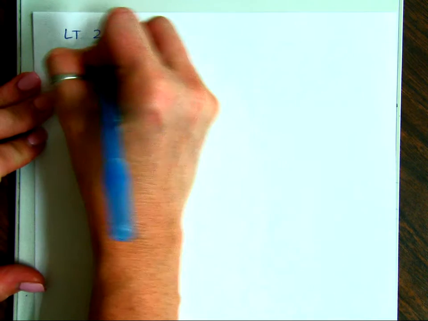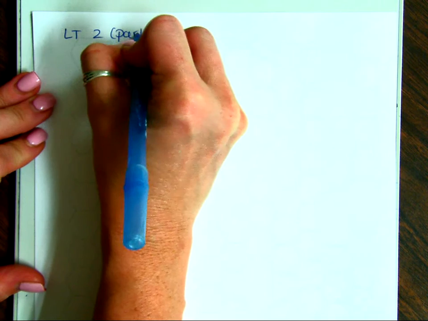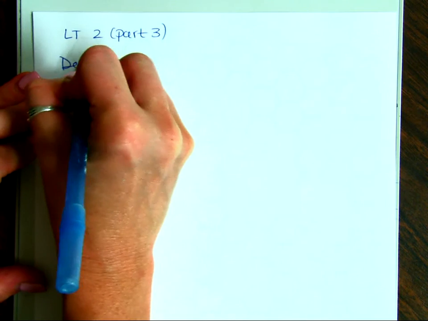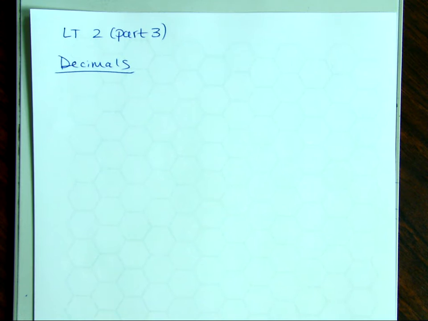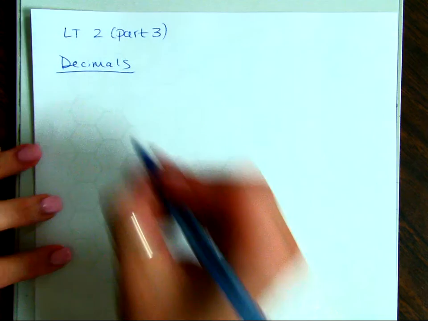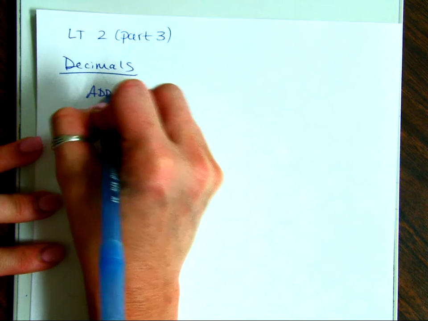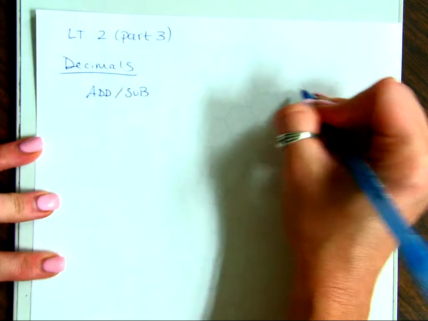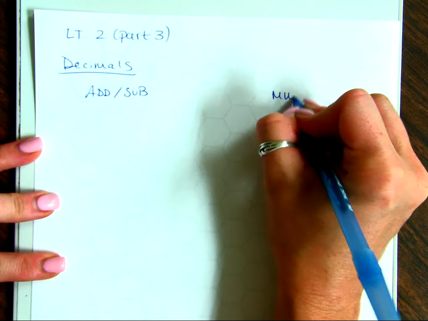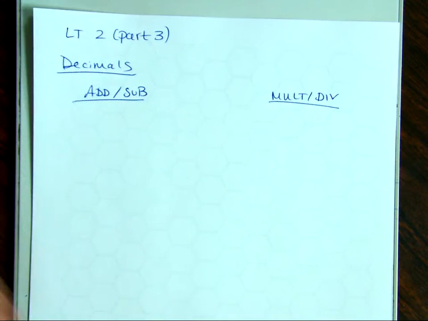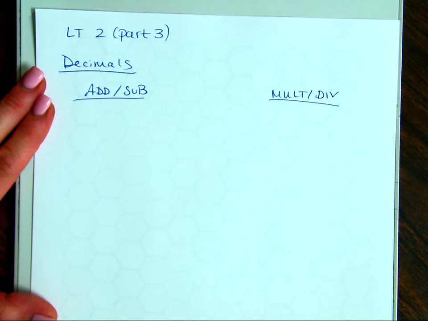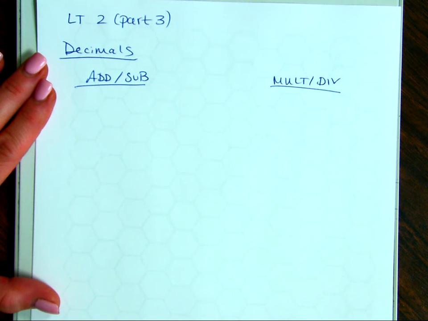Okay, finishing up learning target 2. We are on part 3, which takes us to decimals. Decimals are not as complicated as the fractions. So again, we have our adding and subtracting rules, which are different from our multiplying and dividing rules. Nice little review we're going over here. These are going to be in all the little problems you see throughout the year, so we want to make sure we're really good with these, okay?